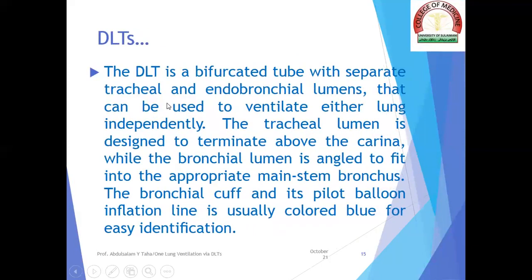So actually, the double lumen tube is a bifurcated tube with separate tracheal and endobronchial lumens that can be used to ventilate either lung independently. The tracheal lumen is designed to terminate above the carina, while the bronchial balloon is angled to fit into the appropriate mainstem bronchus. The bronchial cuff and its pilot balloon inflation line is usually colored blue for easy identification.